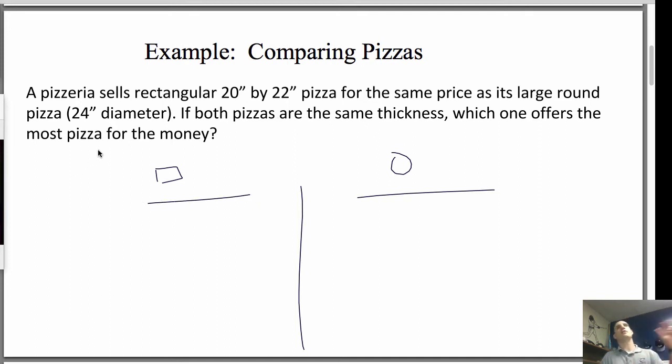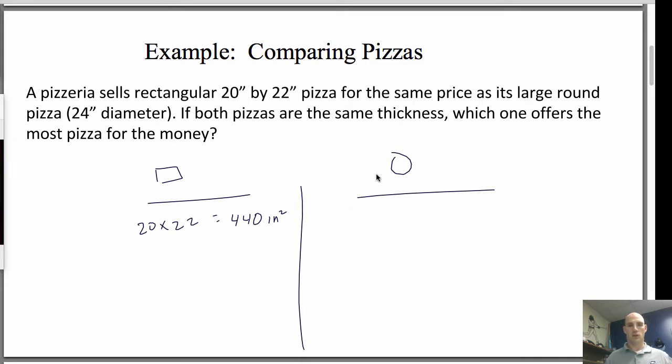If we figure out the area of the pizza, or how many square inches are in the pizza, and they're the same thickness, so the volume is the same, then whichever has the most pizza for the money is going to be our better deal. So for this one, 20 by 22 is equal to 440 inches squared. Okay, 440 inches squared is our amount of pizza there.